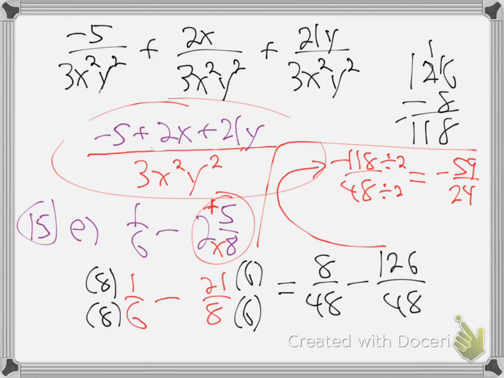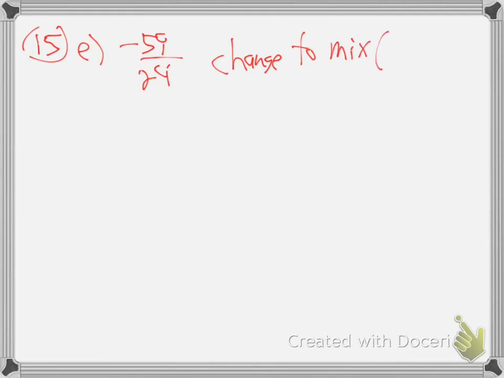Let's take that and change that back to a mixed number now. How do you change an improper fraction back to mixed? Divide, yeah. If changing from mixed to improper was multiply, then the reverse has got to be divide, huh? So I'm going to go to a fresh screen here. We're still on 15e, and we have minus 59/24. Change to mixed, which means you long divide the denominator into the top, right? Bottom into the top.